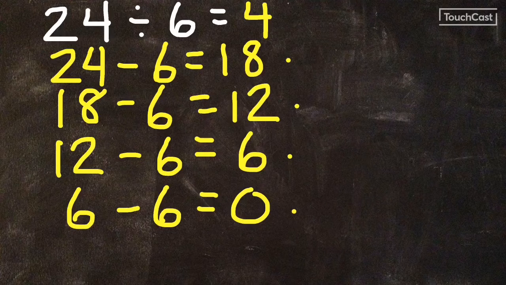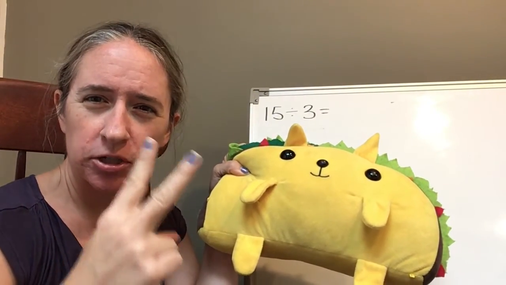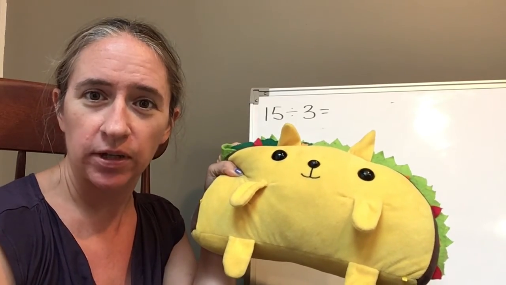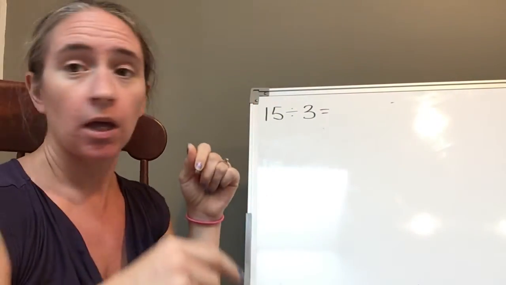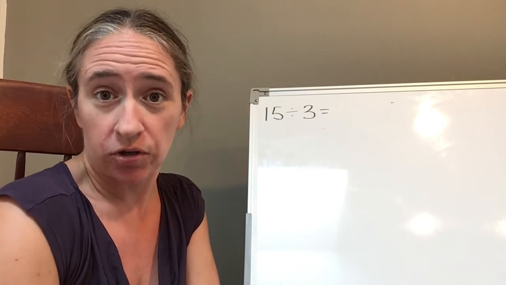That is called repeated subtraction. You subtract the same thing over and over until you get to 0. Taco Cat wanted me to remind you that there are 2 ways that you know now to solve division problems. First, we can do division by sharing, also known as cookies and plates.